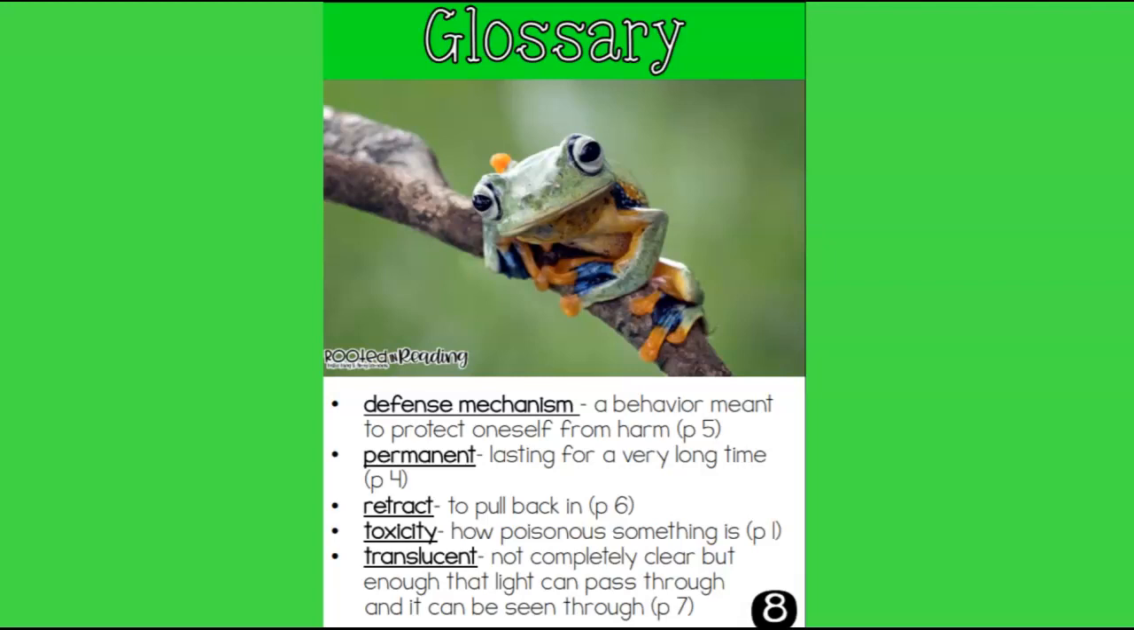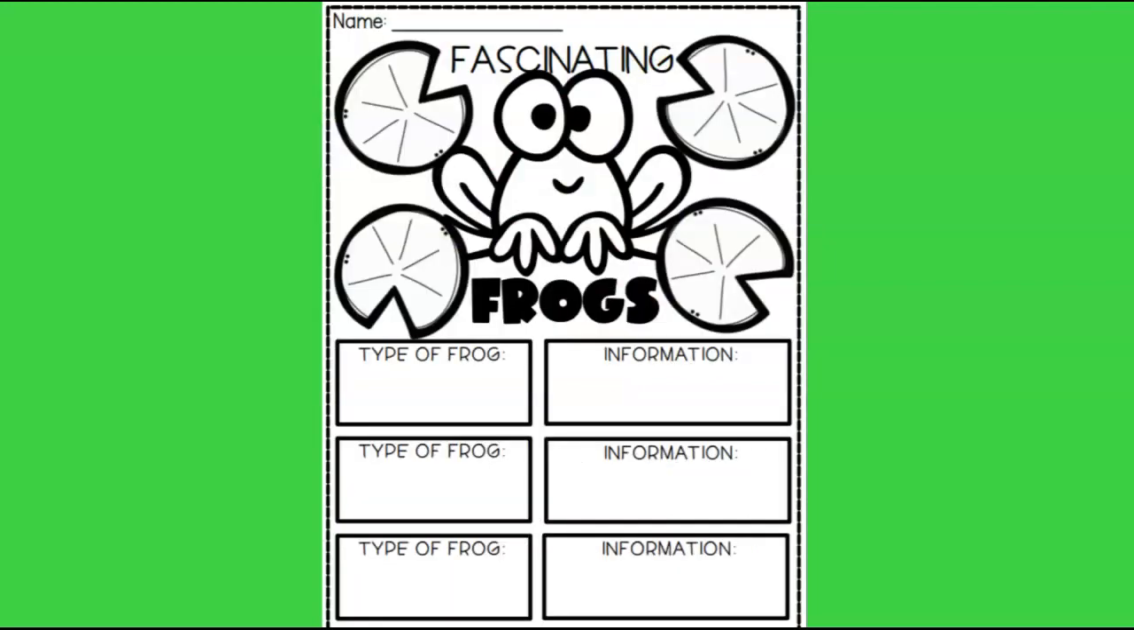Translucent is our last word. That means not completely clear, but enough that light can pass through it and can be seen through. And we talked about that with the glass frog, that its skin is so translucent that you can kind of see through it. So, I hope you enjoyed listening to that story, and that was a piece of info, a book that was written to inform you about all these fascinating frogs.